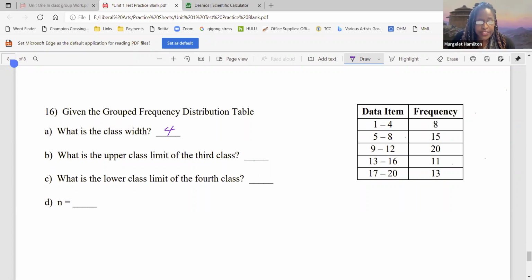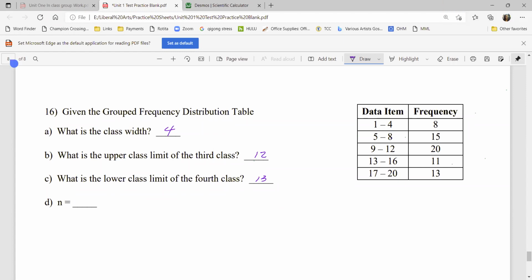All right. So what is the upper class limit of the third class? 12. Okay. So upper class limit of the third class is 12. Good. What's the lower class limit of the fourth class? 13. Okay, 13. Remember, these are our classes, and these are the lower limits, and these are the upper limits. All right. Now tell me what my N is.